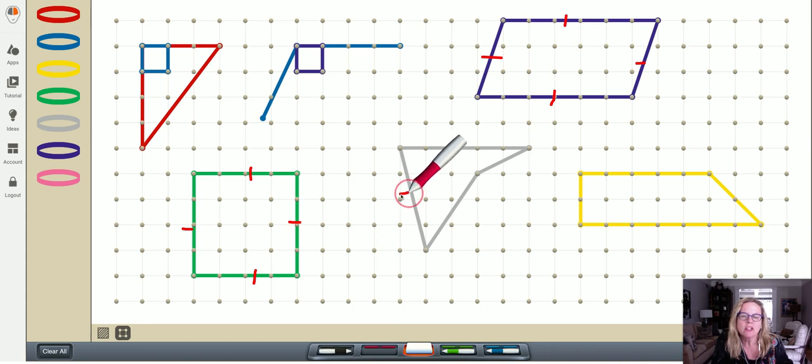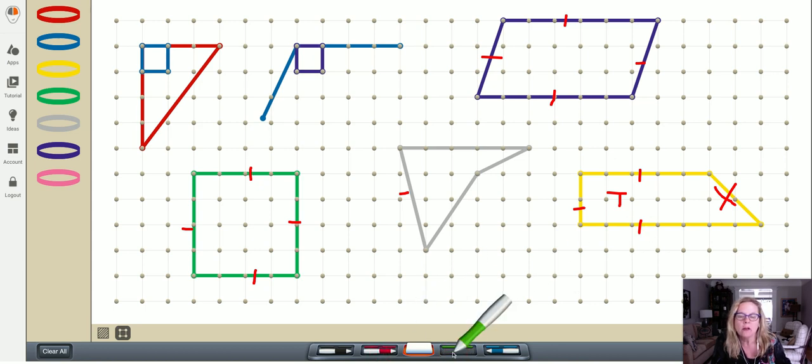I go to this shape. There are no sets of parallel lines. It cannot be a parallelogram if there are no sets of parallel lines. Then I can look here and say, hey, this is parallel to that. But this is not parallel to that. So we cannot call this a parallelogram. This we can call a trapezoid because a trapezoid only has one set of parallel lines.